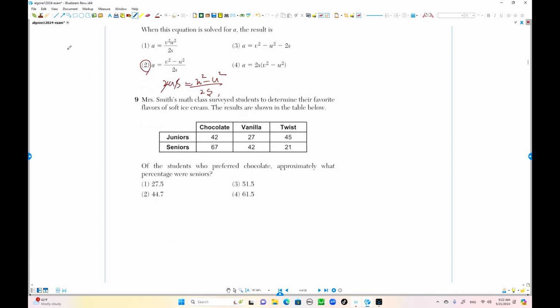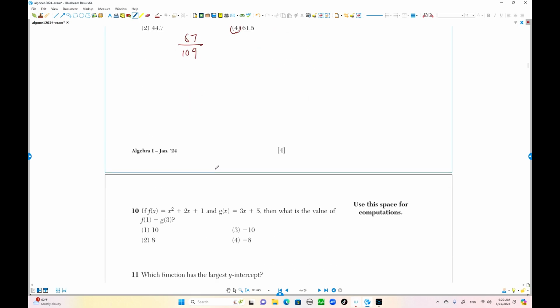Number 2, the survey of students determined their favorite flavors of soft ice cream. So here, of students who preferred chocolate out of this one. We don't care about this. That is 109, right? Approximately what percentage was senior? Senior is 67, 67 out of 109. It's around 60, more than 60. Choice 4 is the answer. Or you can use your calculator.